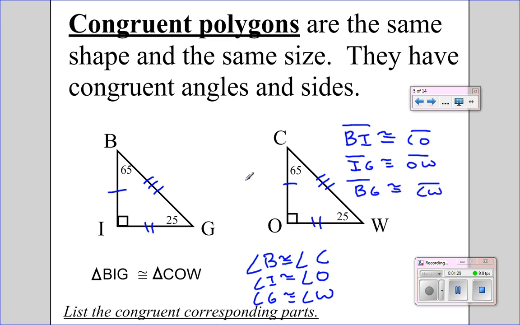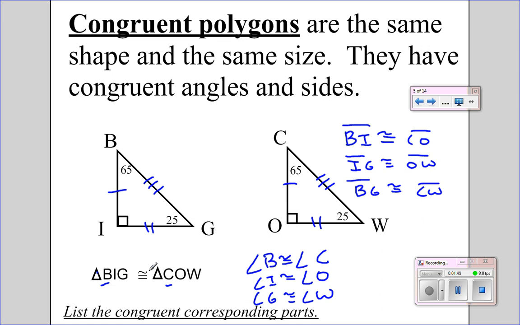And then the most important thing I want you to get from this part that I listed out is when you compare the triangle to triangle, you'll see that B goes first and C goes first. So angle B is congruent to angle C. Angle I is congruent to angle O because they're the second letters. Angle G is congruent to angle W because those are the corresponding parts. Segment BI is congruent to segment CO.